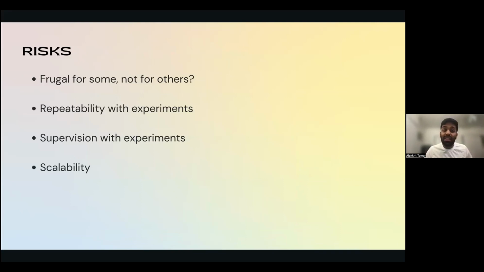The biggest one that we see here is that one of the experiments could be frugal for one person but not for somebody else. How do you create consistency? How do you create repeatability? Like Divyanshi said, she was having problems with just sliding of the weight that she was using. So how do you ensure that people use frugal alternatives, yet the experiments are repeatable and accurate?